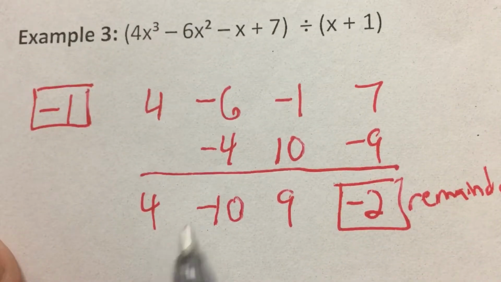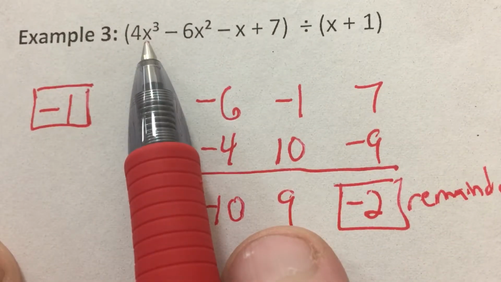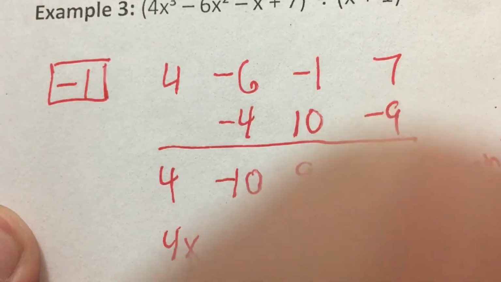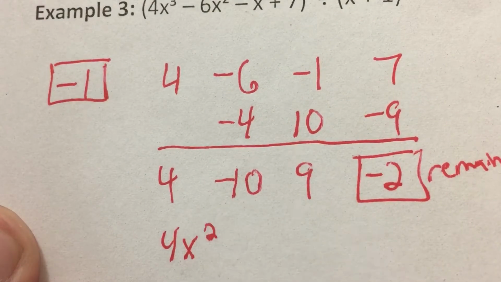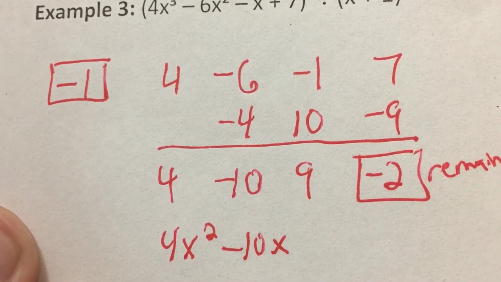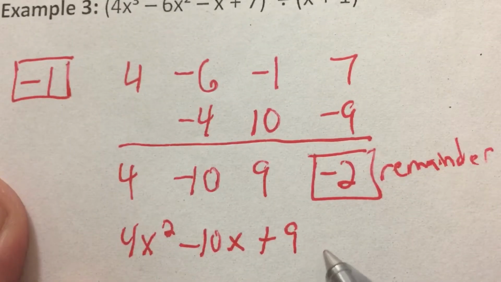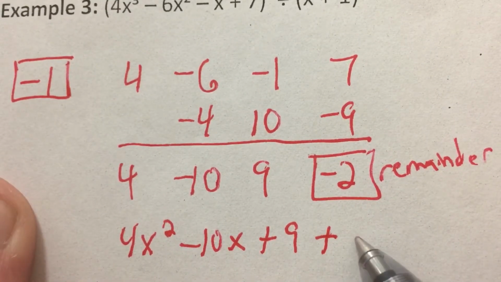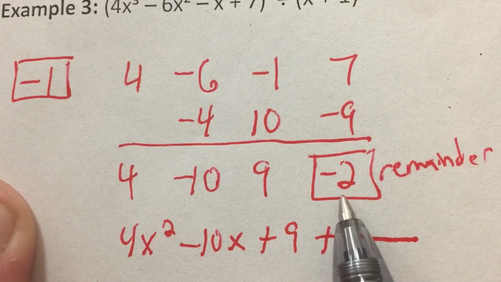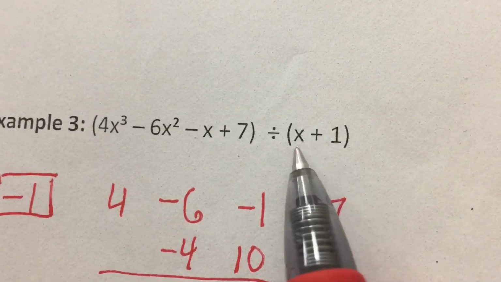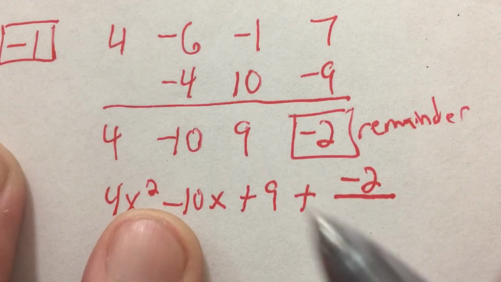The answer still goes the same way because this one started as x to the third. Ours is going to start with x to the second. So we're going to take 4x to the second minus 10x plus 9. And if we end up with a remainder, we write an additional plus sign, and then we make ourselves a fraction bar. The remainder goes at the top of that fraction, and the divisor, whatever it was we were dividing by, goes at the bottom.